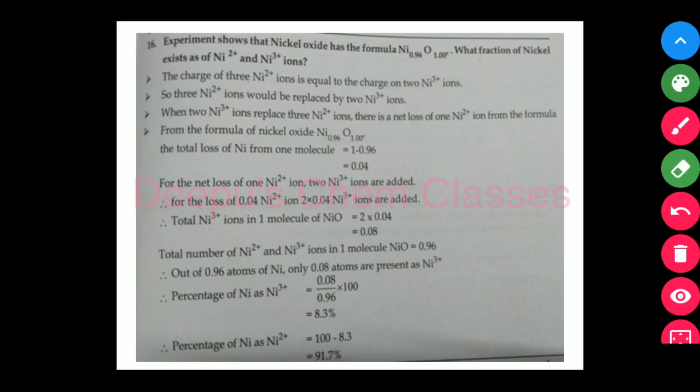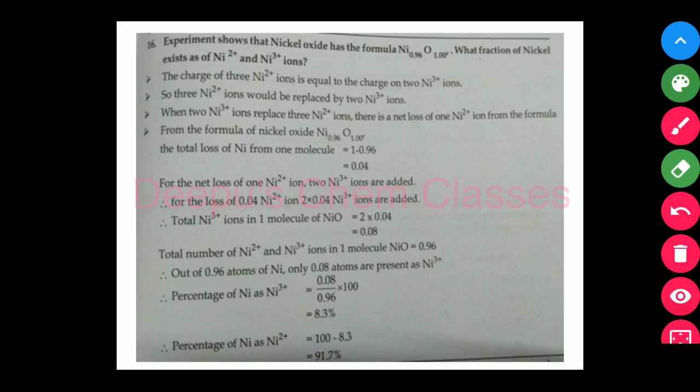So here we equate the charge of Ni2+ ions with how many Ni3+ ions. This is according to the metal deficiency defect. Do you remember the metal deficiency defect? In metal deficiency defect, one of the atoms is missing. In order to balance the charge, the nearby atom gains one more charge, so that electrical neutrality on the whole in the crystal lattice will be maintained. Just like that, here is the concept.